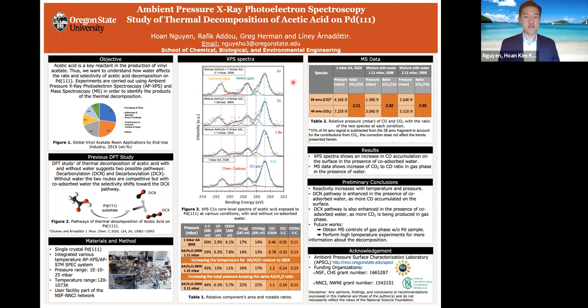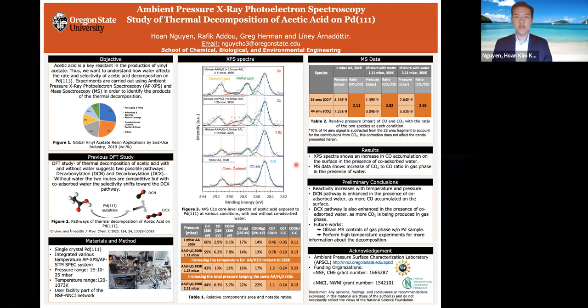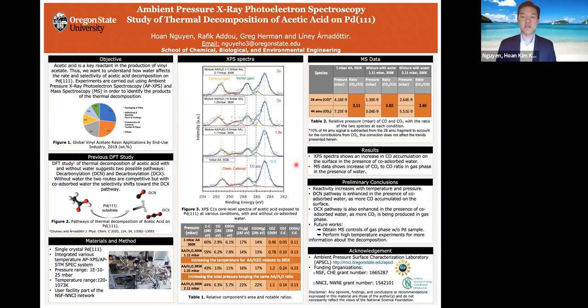millibar, a higher pressure, to see how the reaction pathway will behave varying by pressure. And as you can see, the carbon monoxide continued the trend, as is more visible on the shoulder of the carbon-carbon, and the ratio of carbon monoxide also increased. To summarize this, XPS spectra show an increase in carbon monoxide accumulation on the surface in the presence of co-adsorbed water. Now I've only talked about carbon monoxide, so how about carbon dioxide, right?